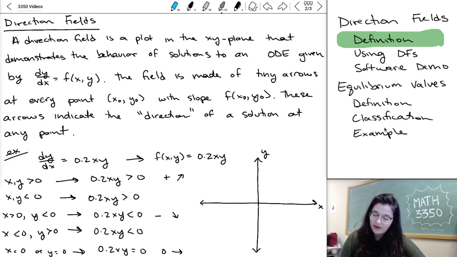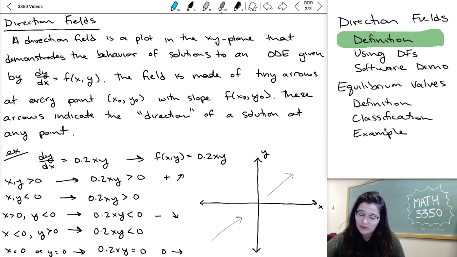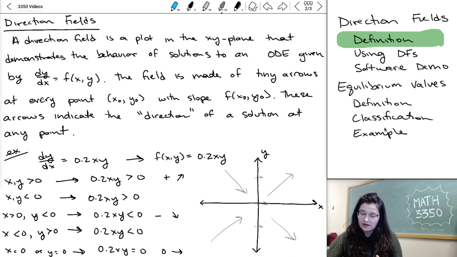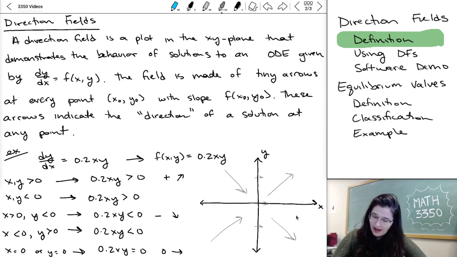So I said that when they both have the same sign, if they're both positive, I'm going to have things that have positive slope. And when they're both negative, I'll have things that have positive slope. And then when they're opposites, I'll have things that give me negative slope. And then along the axes, I'm going to have horizontal slopes. Because along this axis right here, y can take on any value, but x is 0, so 0.2xy is 0. And along the x-axis, the opposite happens. No matter what x is, y is 0, so I get a 0 slope.